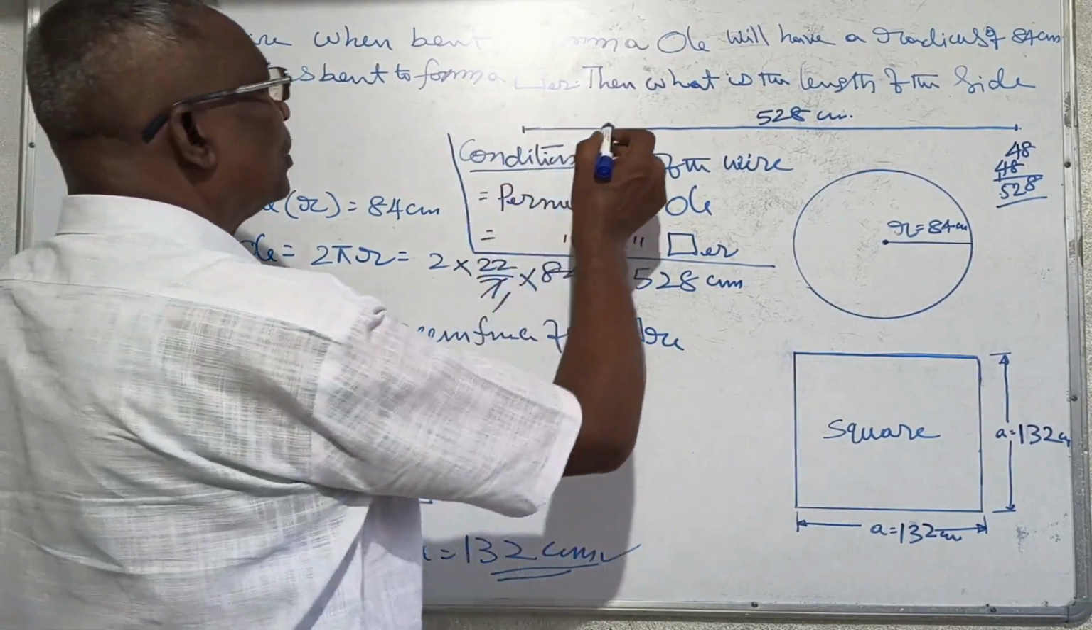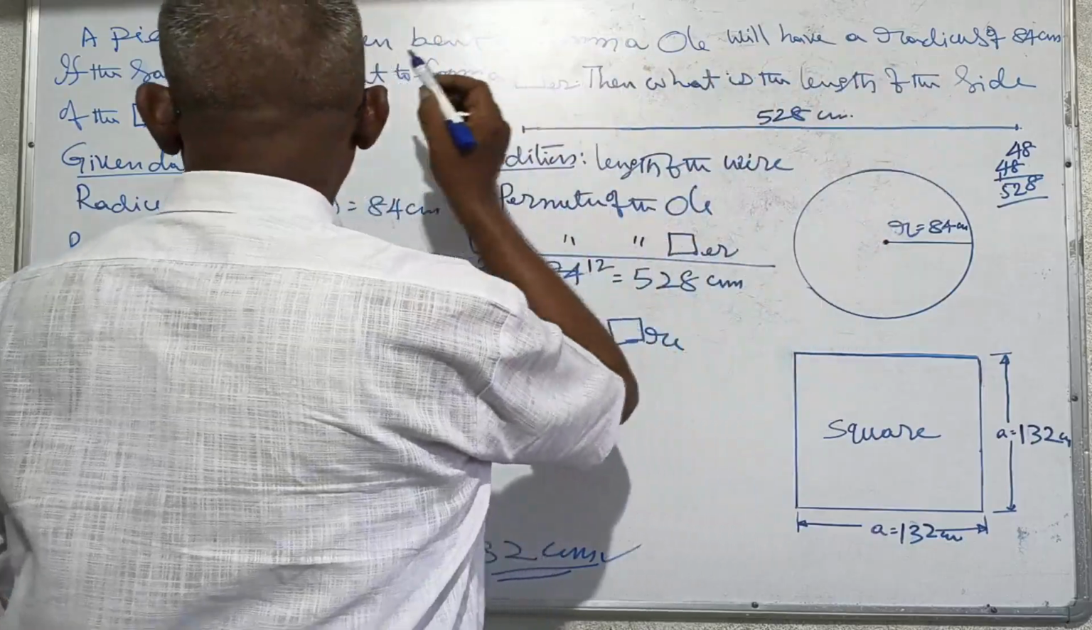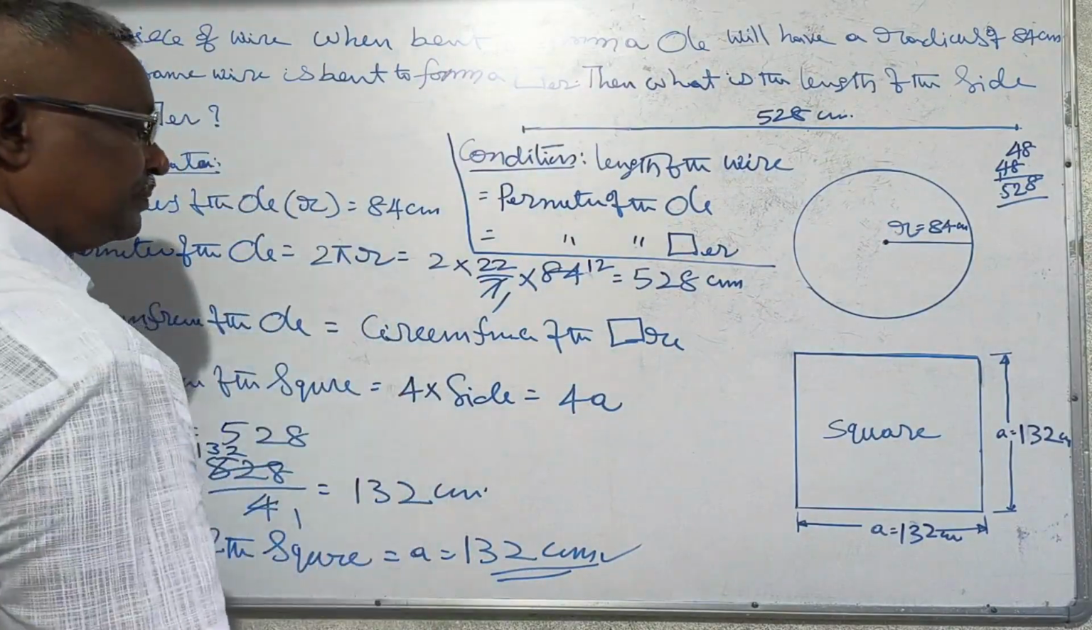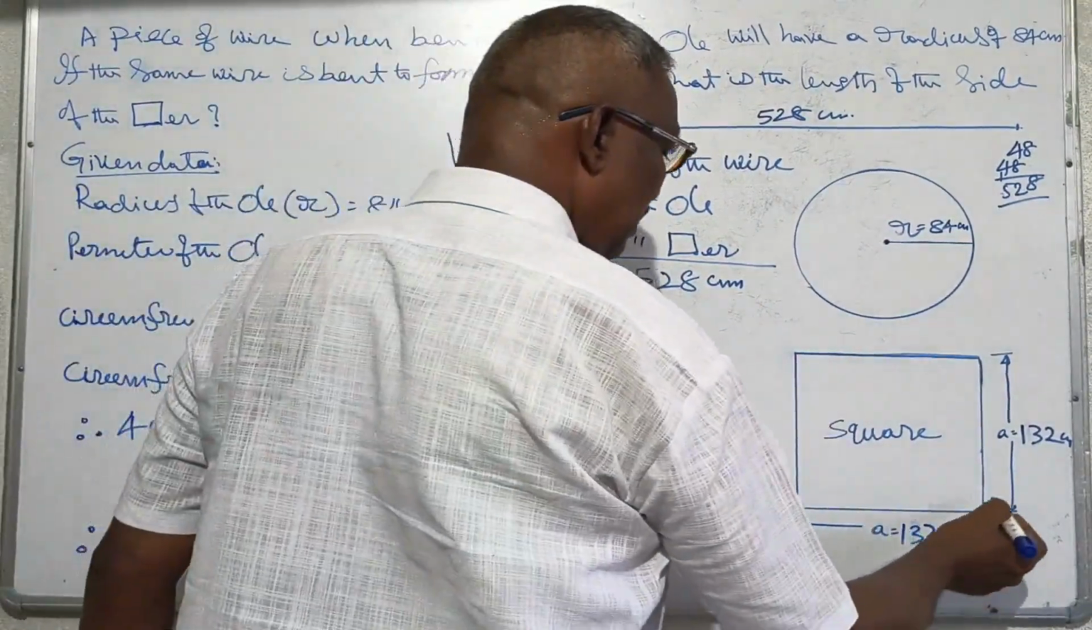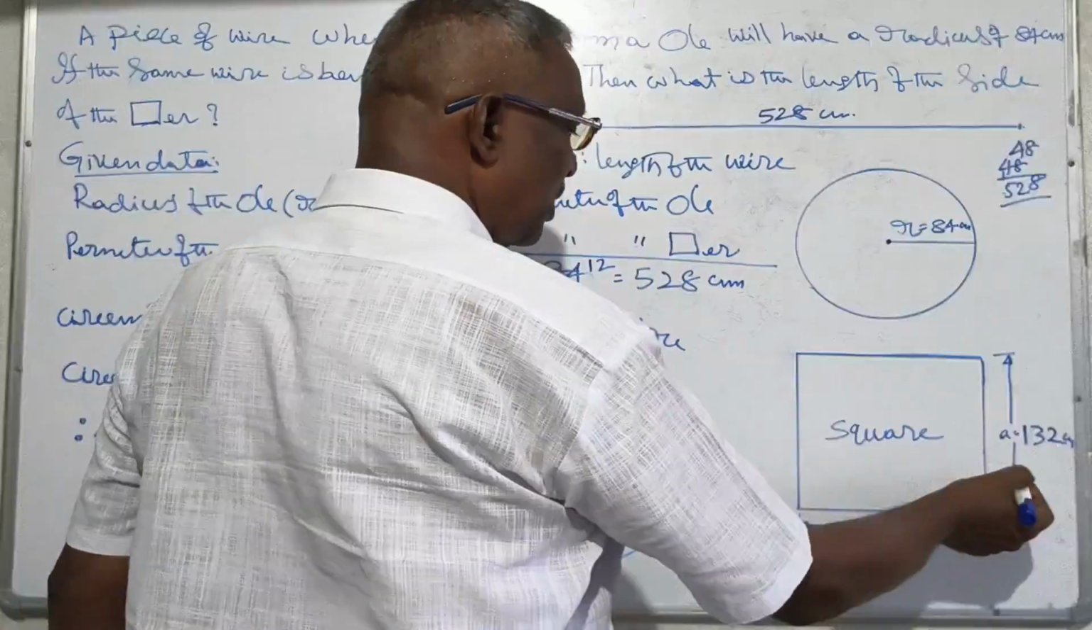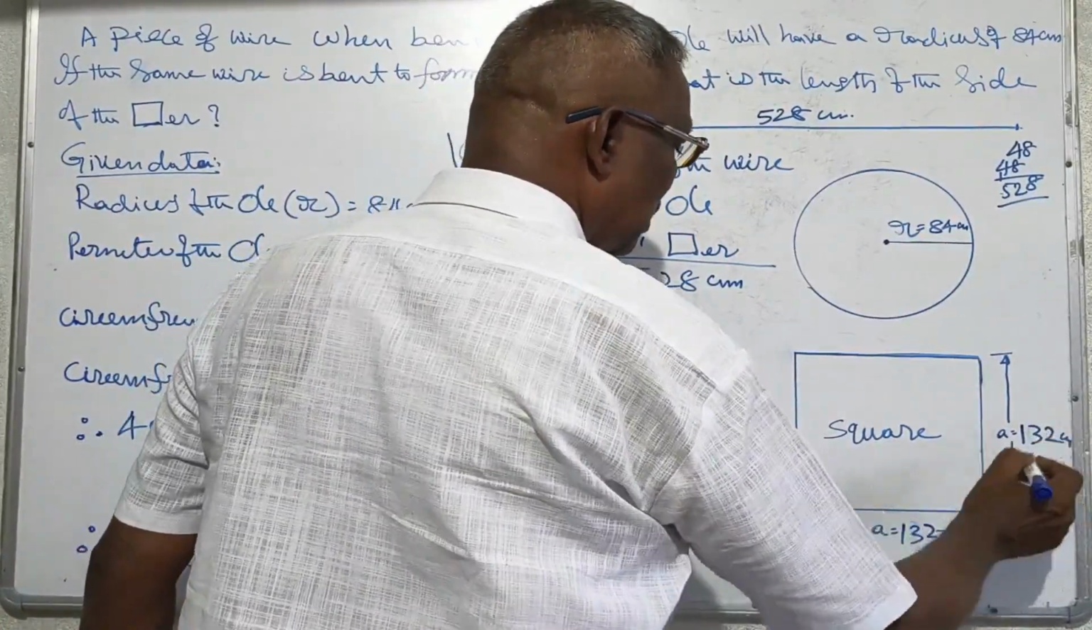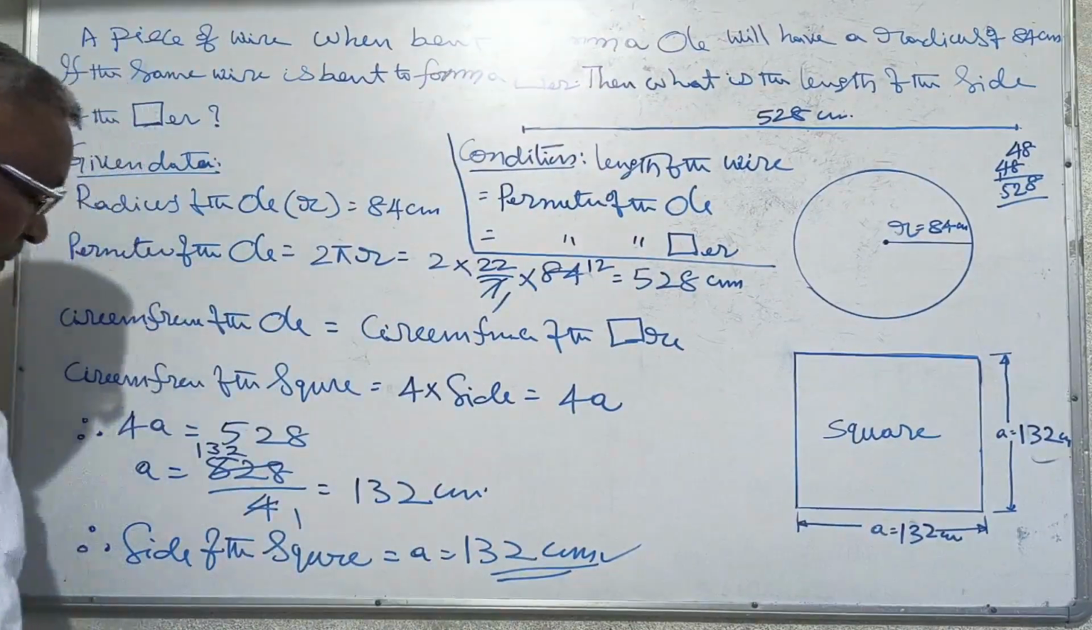He asked us to find out the length of the side of the square. Length of the side of the square is equal to 132 centimeters.